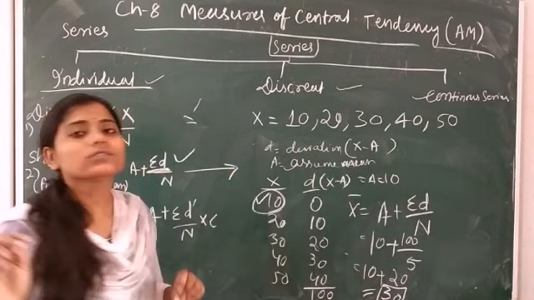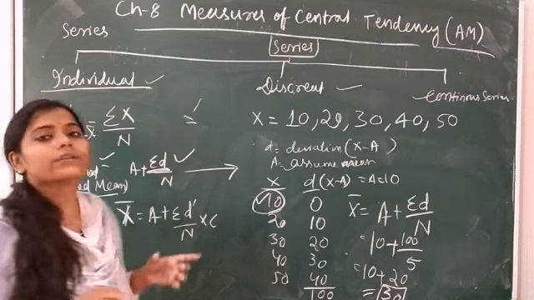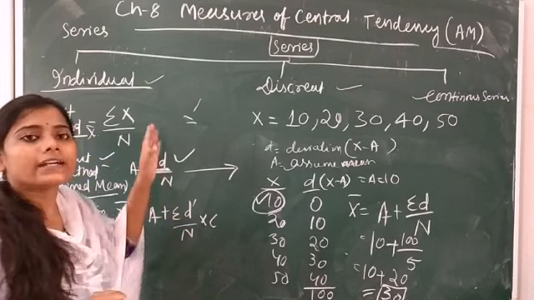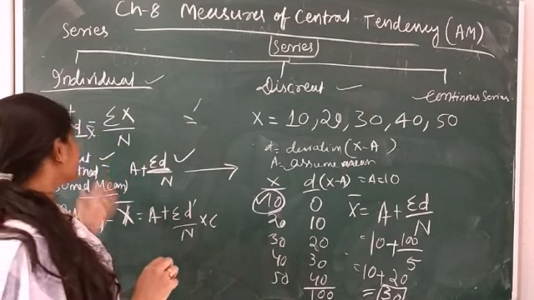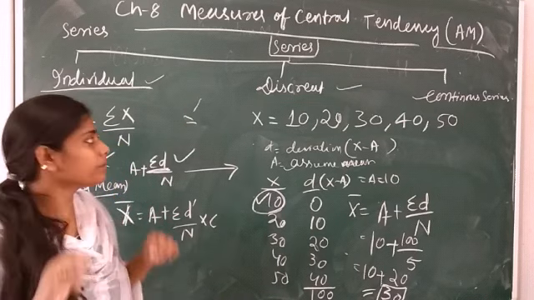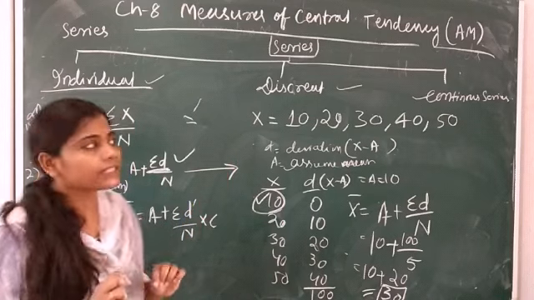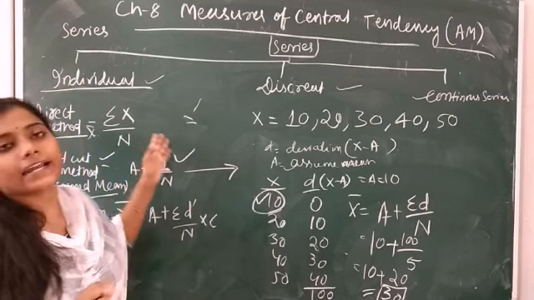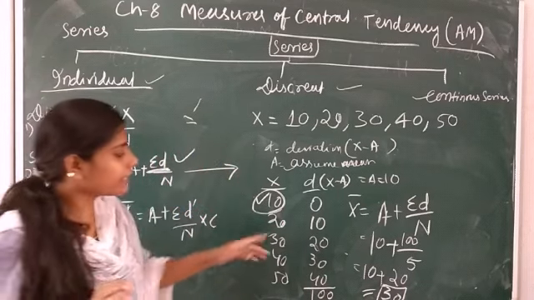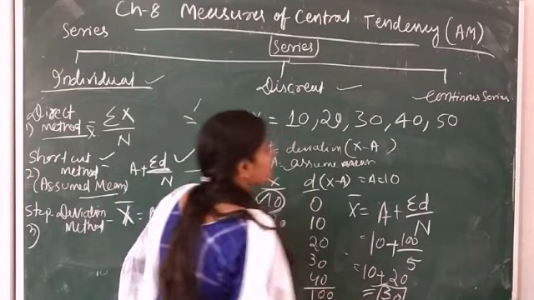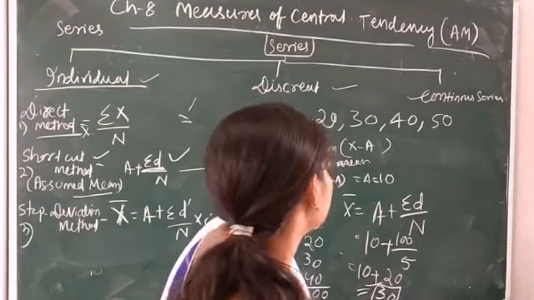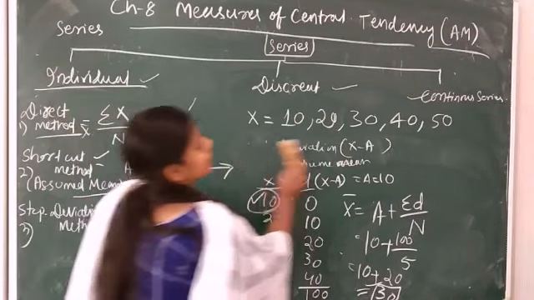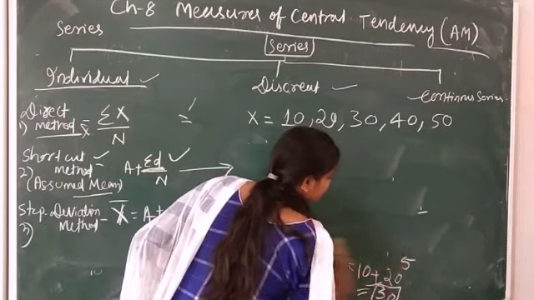One thing should be remembered: whichever method we choose, the answer will be the same. For the direct method, the shortcut method and the step deviation method, the mean will be the same. In our first, the direct method, the mean is 30. In the shortcut method the mean is also 30. Now we check this through the step deviation method.